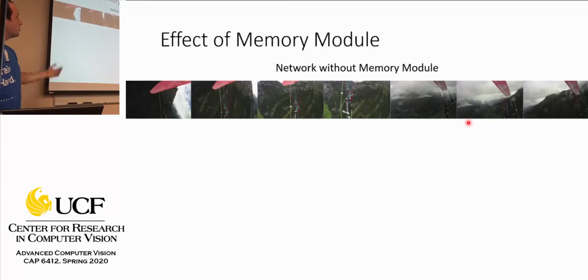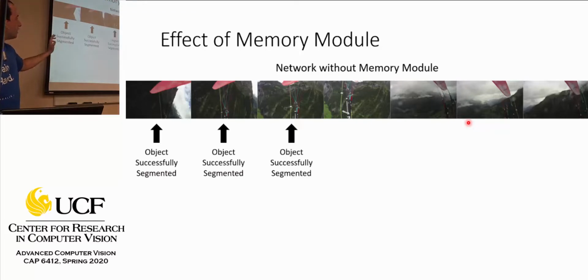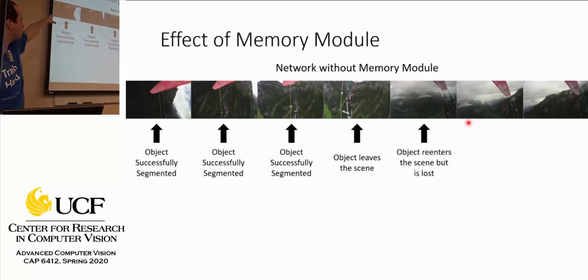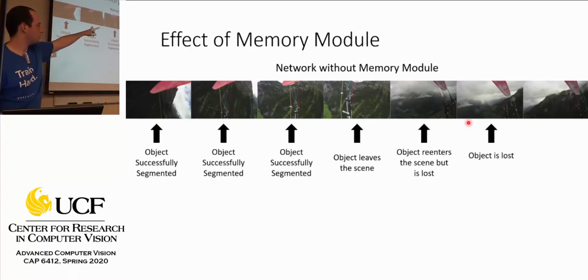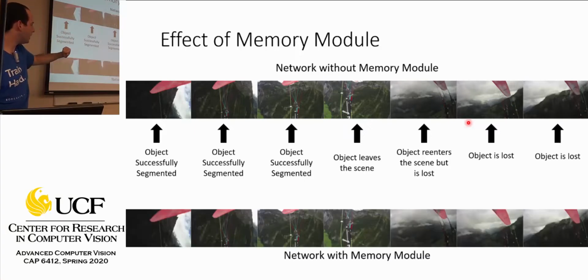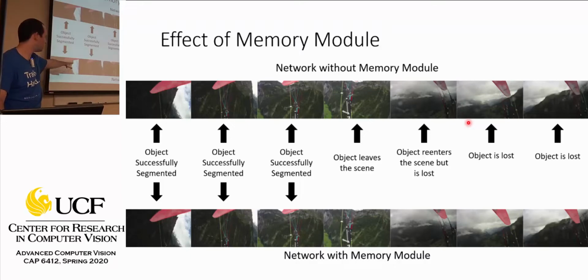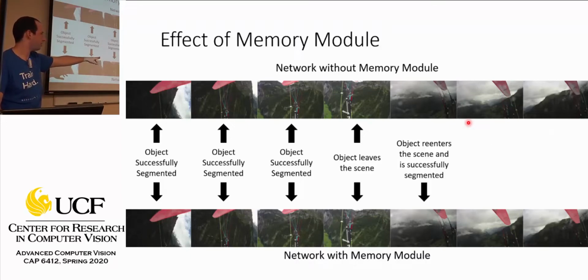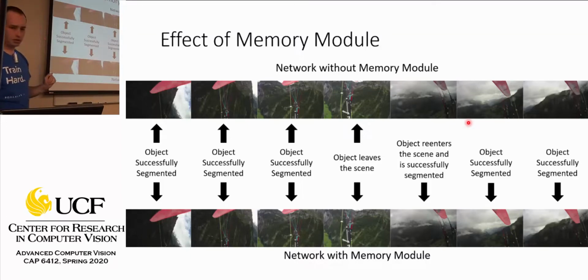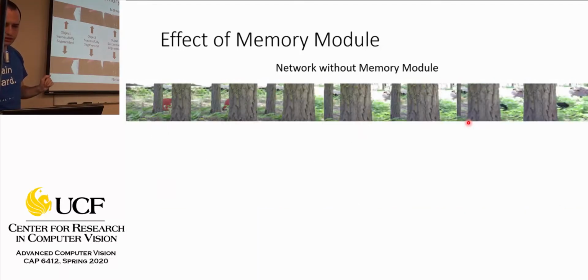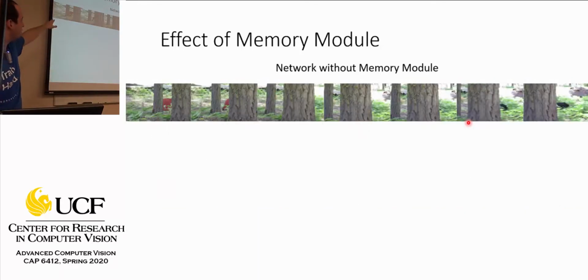So here are some examples. I showed earlier that the frame encoder had a memory module. Without the memory module, we see that we want to segment this parachute, and after the parachute leaves the frame and re-enters, the object is lost. However, with the memory module, with that Conv LSTM, we're able to segment it even after it leaves the frame. So that's one example.